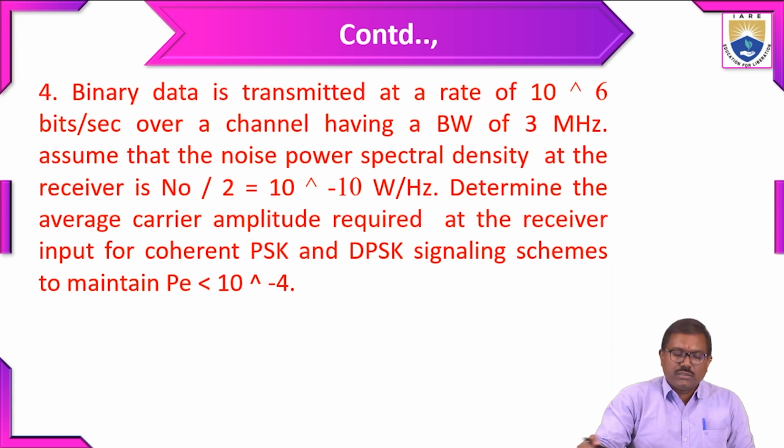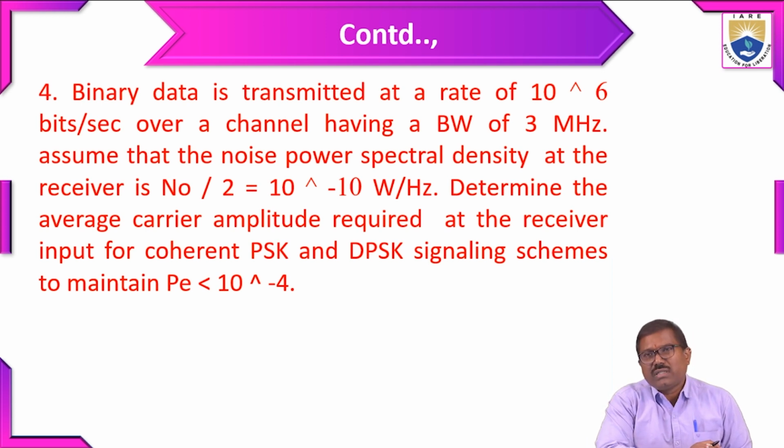Okay. So this problem is also similar to the previous one, but with a little change: they gave the bandwidth. And the remaining is all the same, they gave the bit rate. The data rate is 10 power 6 bits per second. From that, we find the time, the bit duration. And they gave the noise spectral density, N0 by 2 is equal to 10 to the power of minus 10. And they maintain the probability of error as 10 to the power of minus 4.